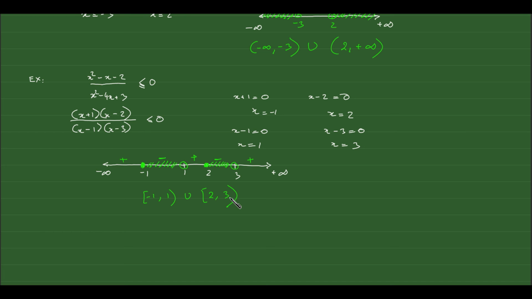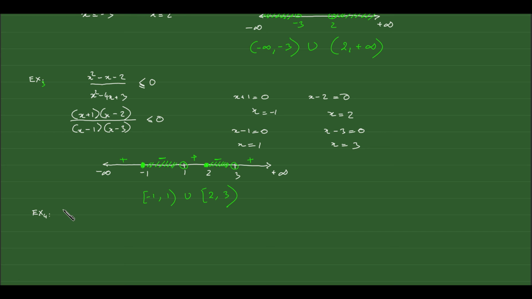Alright, I guess that's all. That's how we use the number line to solve rational and polynomial inequalities. Let me give you the last one.